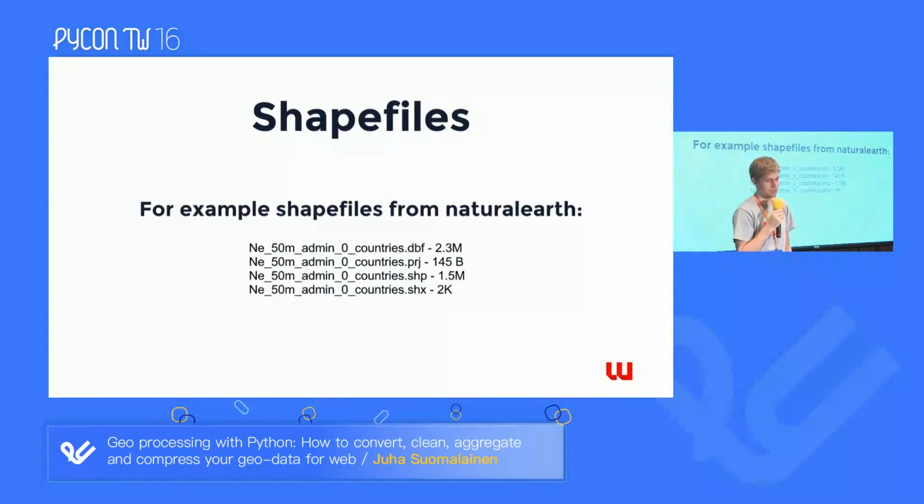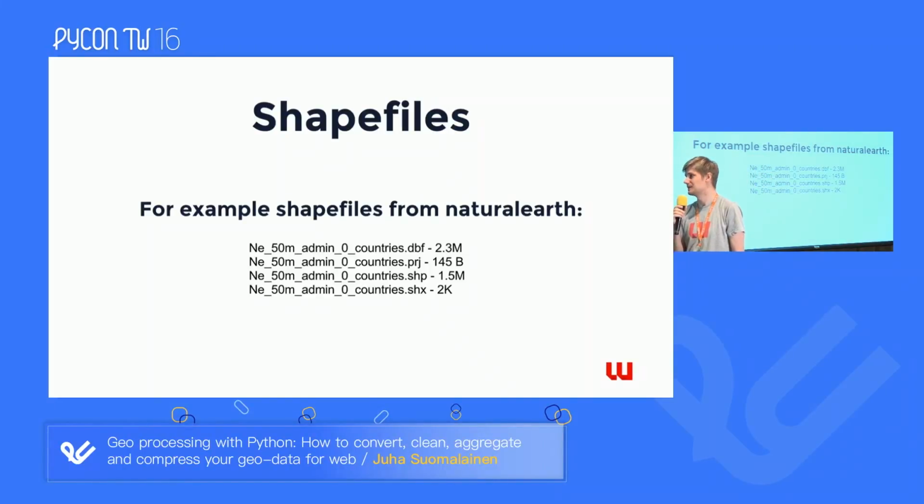So, a bit more about shapefiles. As I mentioned, it's not a typical format because it actually consists of multiple files. On one hand, it's decoupled, but on the other hand, it's sometimes hard to manage so many files. As an example, this is a data set of the countries of the world from Natural Earth, and you can see there are 4 different files that you get.